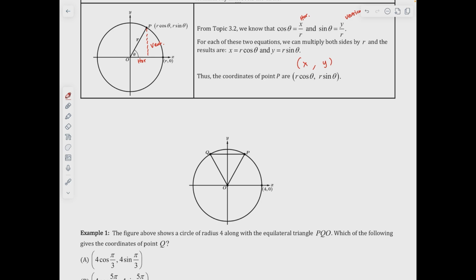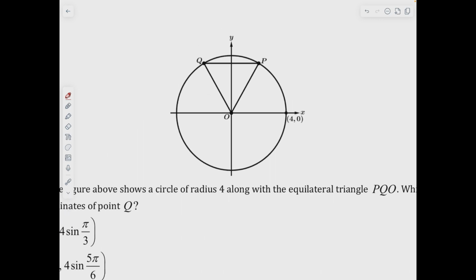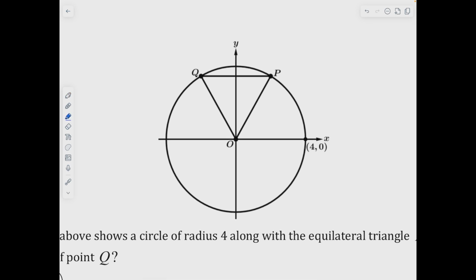So let's take a look at example number 1. The figure above shows a circle of radius 4 along with the equilateral triangle PQO. Because the radius is 4, PO is 4, QO is going to be 4, and PQ is going to be 4. And O to this point is also going to be 4, and O to this point is 4 as well.